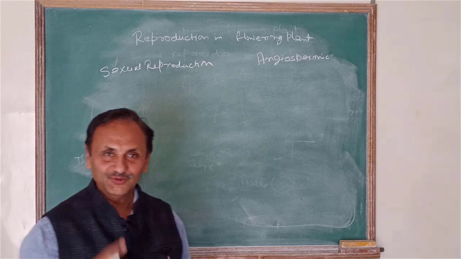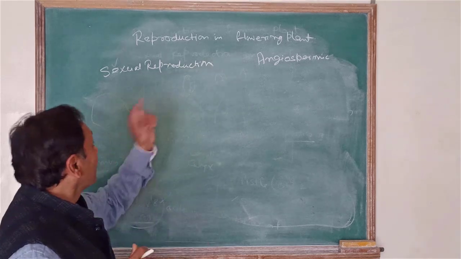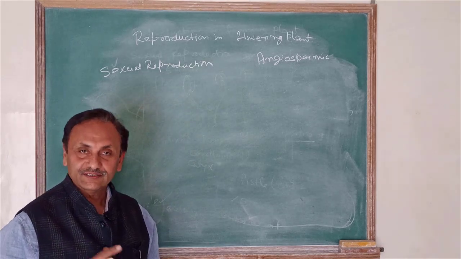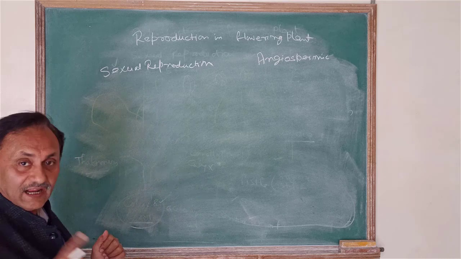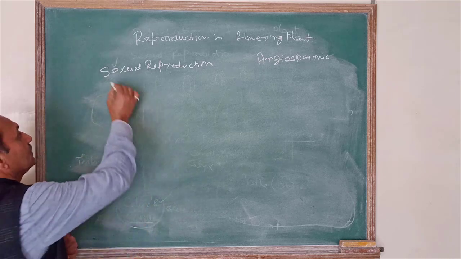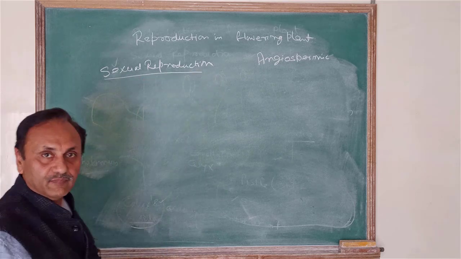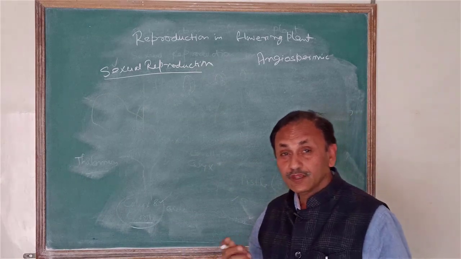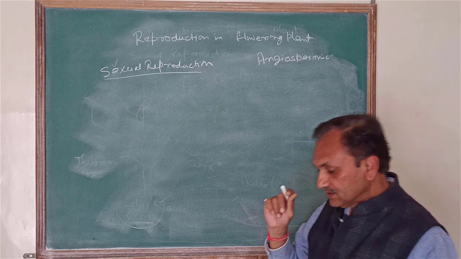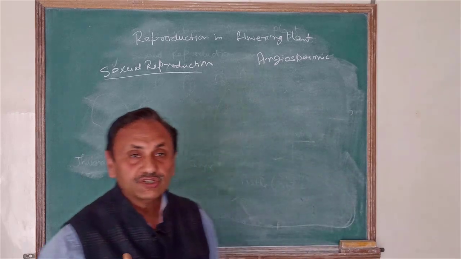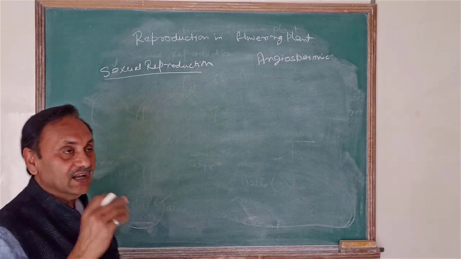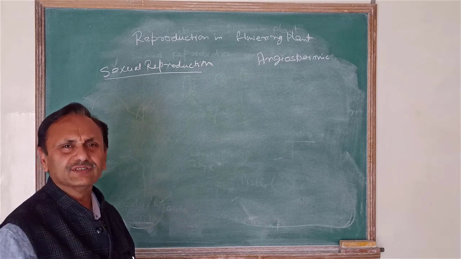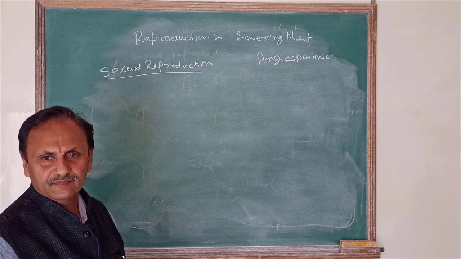Good morning, guys. Today we will discuss reproduction in flowering plants, that is angiospermic plants, and basically we will discuss the sexual reproduction of angiospermic plants, because asexual reproduction, that is budding, cutting, sporulation, grafting, layering, etc., we have discussed in the previous chapter.